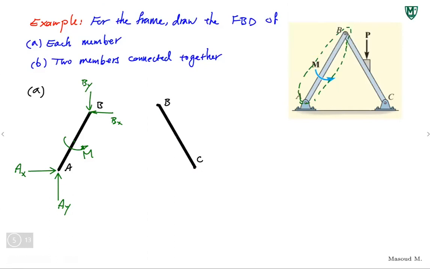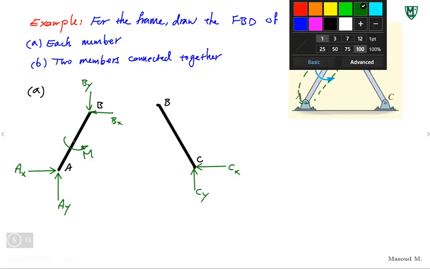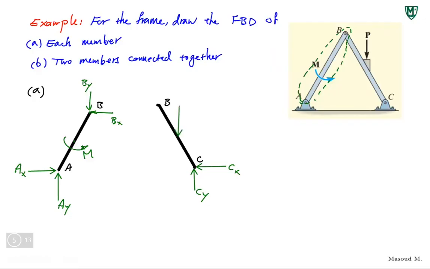What is there that I have to take into account? CY, CX, exactly. These are the obvious ones, right? We have a pin support, CY, CX. So this is CX, this is CY. I have force P, it's an external force, so obviously I have to put it there, wherever that P is applied. I'm not given the dimension, so I'll just put it here.